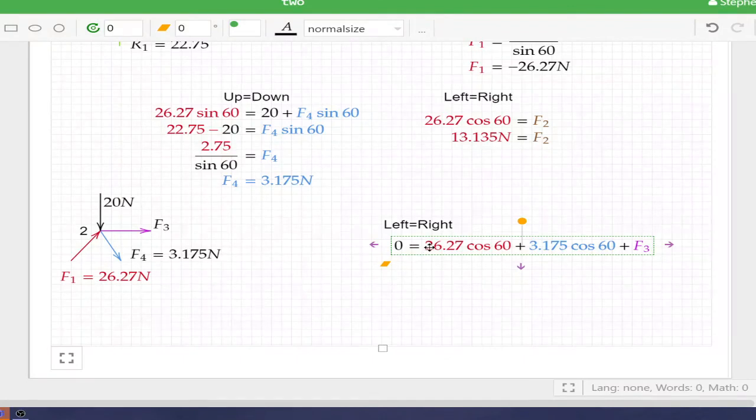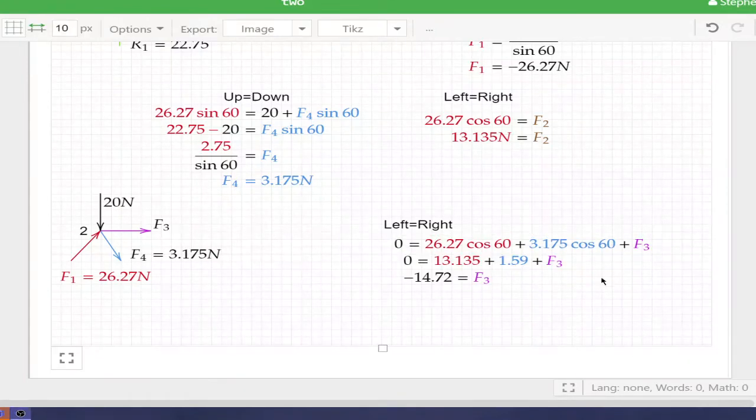And so we can just type those values into our calculator. 26.27 cosine 60 will give us a number. 3.175 cosine 60 will give us a number. Plus F3. So then all we need to do is add those two things together, move them all to the side. So F3 is going to be a minus, isn't it? Because we do need to move those to the side. So we'll just do that very quickly.